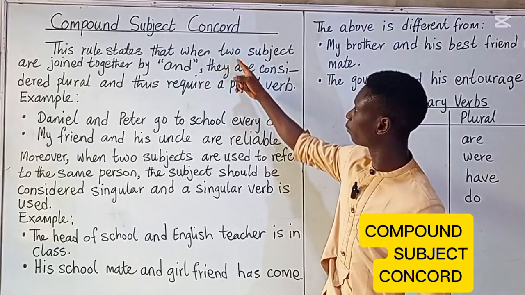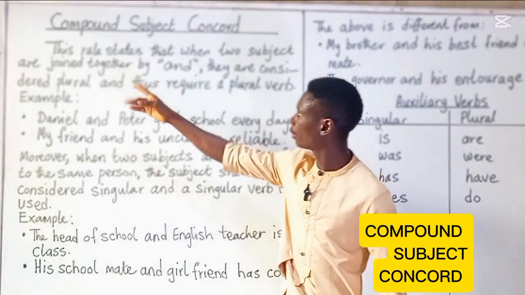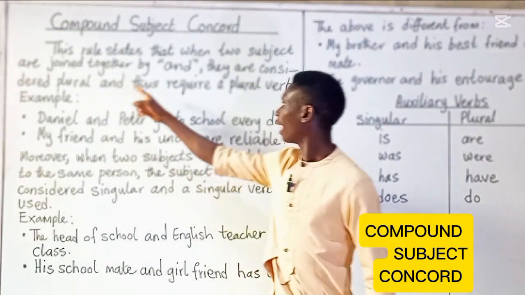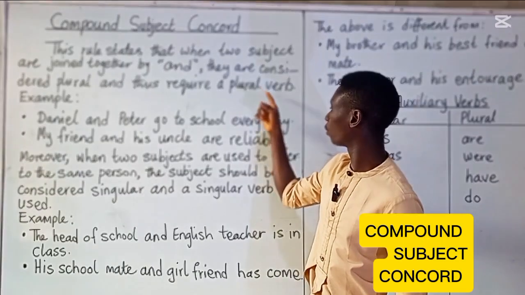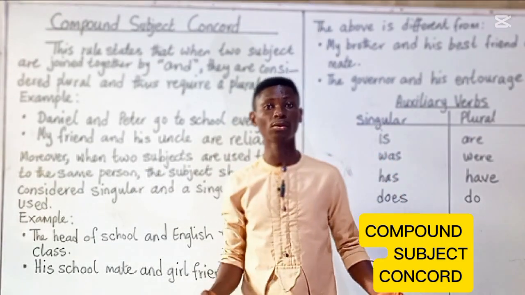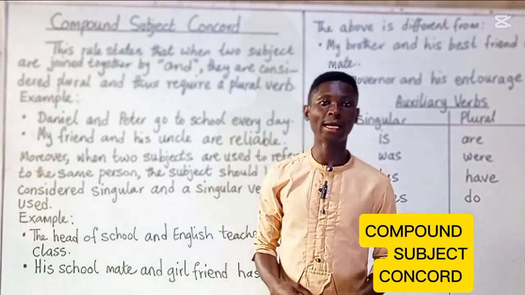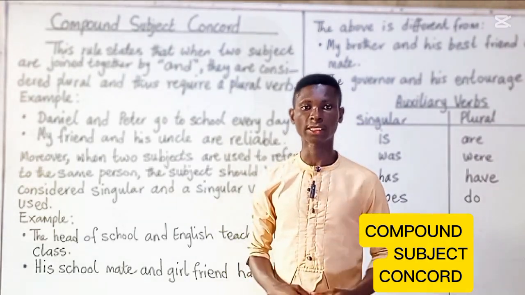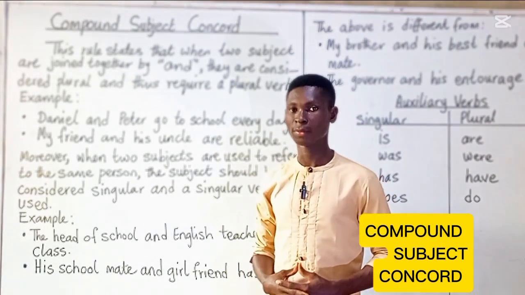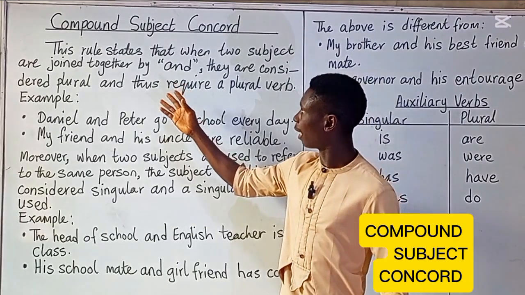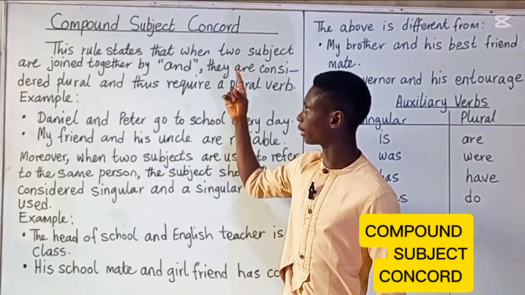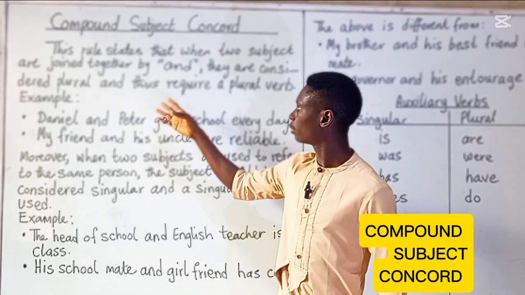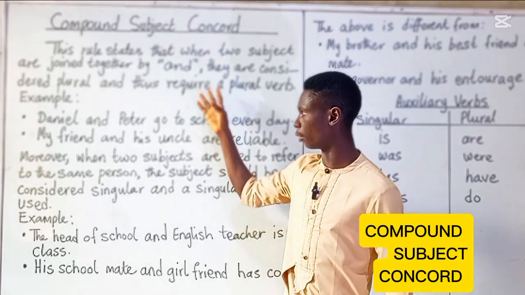So the rule states that when two subjects are joined together by and, they are considered plural and thus require a plural verb. Remember the general rule stated that a singular subject must go with a singular verb and then a plural subject must go with a plural verb. So the same thing applies to compound subjects. So when the subject is considered plural, the verb must also be plural.